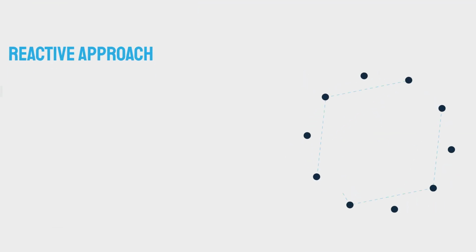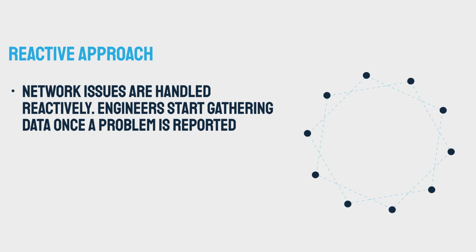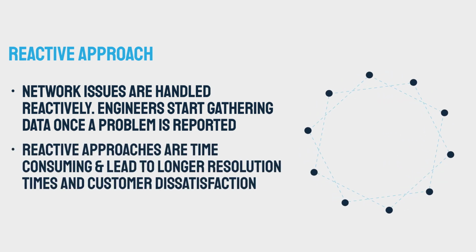Reactive approach. Network issues are handled reactively. Engineers start gathering data once a problem is reported. Reactive approaches are time-consuming and lead to longer resolution times and customer dissatisfaction.